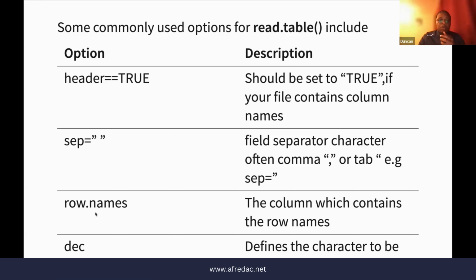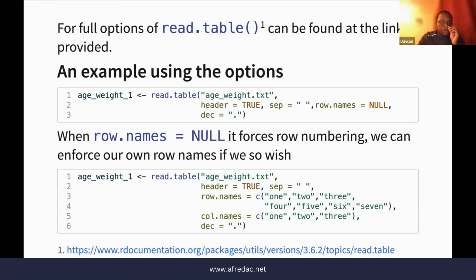There's also an option of row names, where you can define some row names as well. There's also the question of deciding what character will be used for the decimal points. Is it a comma? Is it a period? All those are options that you can actually use. So still on our read.table, we can add some of these options.